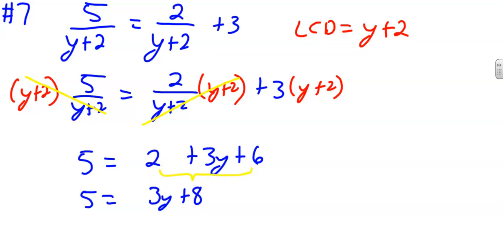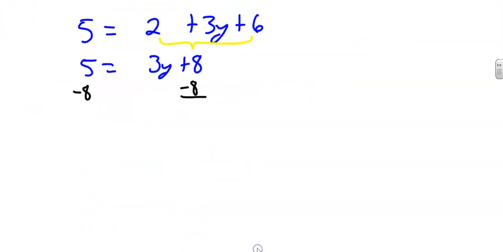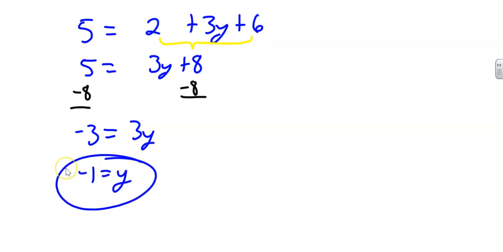And then from here, I'm just going to subtract 8 from both sides. And the last step, divide by the 3. So then your y would be -1. Okay. As long as it doesn't mention anything about checking your work, extraneous solutions, just let it ride. Everything should be good there.